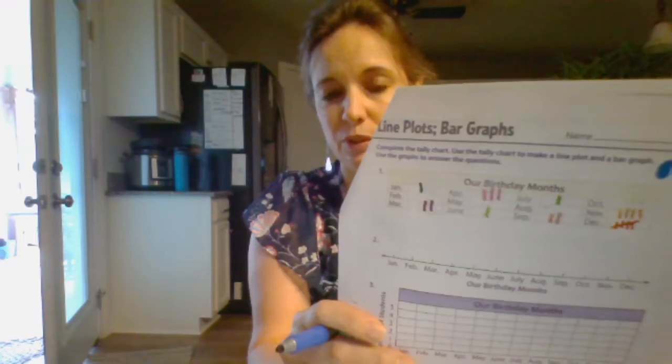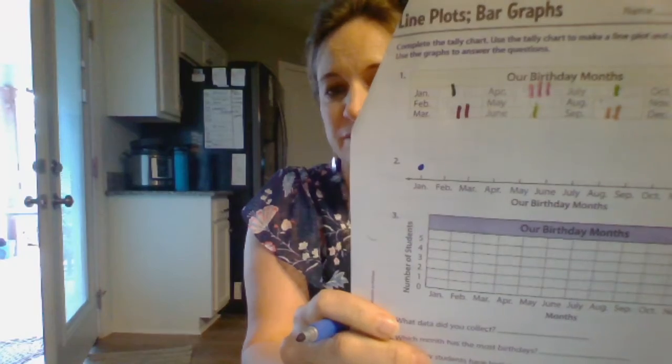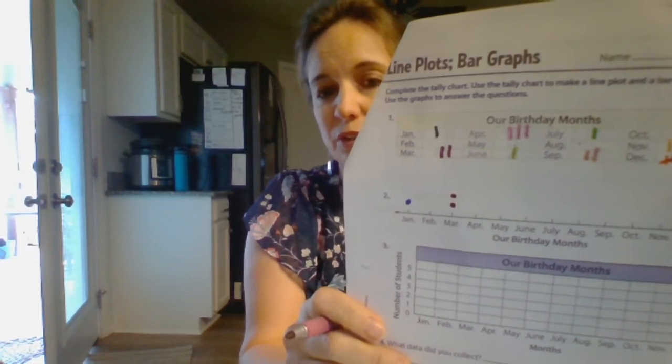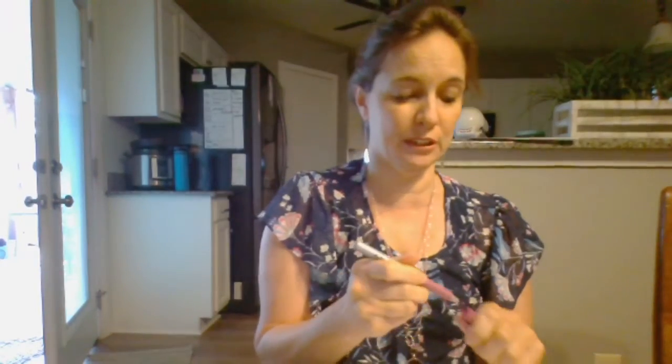So what we do is we go back and we say, okay, how many tally marks are in January? There's 1 blue mark. So I'm going to put 1 blue dot on the January line plot. In February, I did not have any birthdays, so I'm not going to put anything on February. In March, I had 2 purples. So how many dots am I going to put in March? 1, 2. So I've got 2 on this chart and 2 on my tally chart, so that matches. In April, I had 3 birthdays, so I'm going to put 1, 2, 3 dots in April.